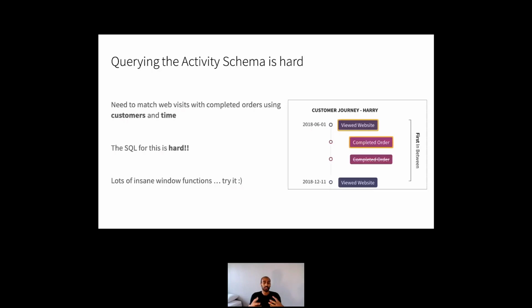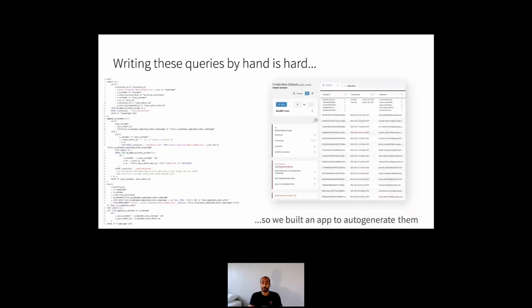Now, how do we actually do this first in between? Well, when you go to match data based on customer and time, you're doing a lot of window functions and you have to be very clever, and it ends up becoming really hard to do this in SQL. So to make this a lot easier, we decided to build a system to help you auto-generate these queries. So in our app, you can actually generate these complex queries that use window functions and are very optimized to combine these building blocks to create the data you need instantly.